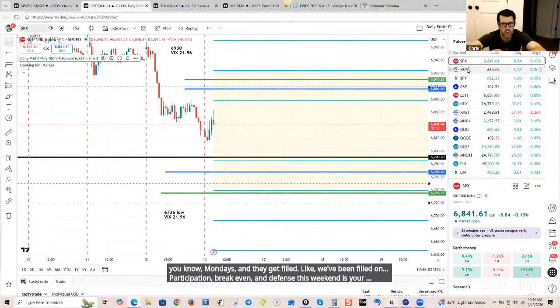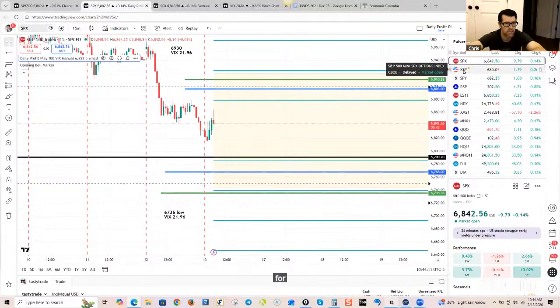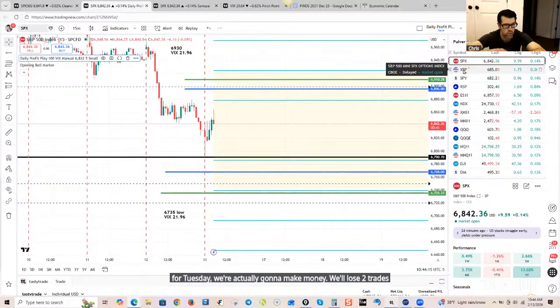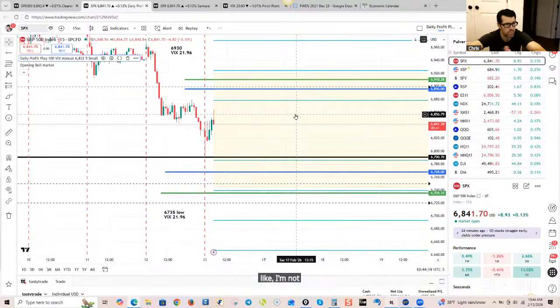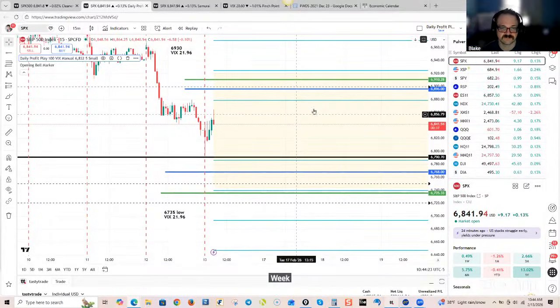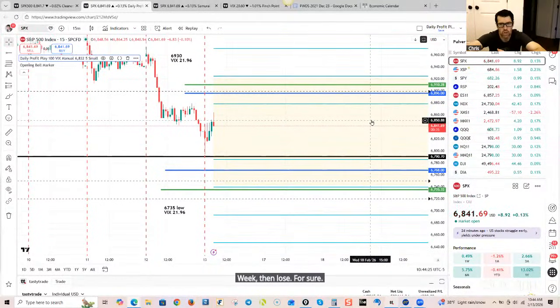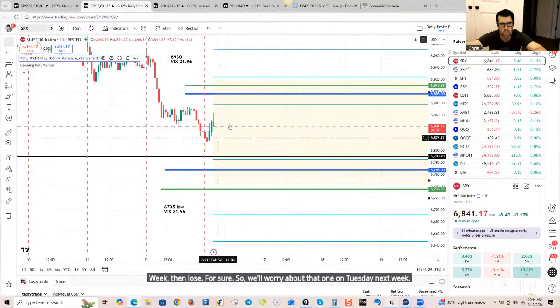All I need price to do by Tuesday is stay above 684, which right now it's above. So if it just holds here for Tuesday, we're actually going to make money. We'll lose two trades, win one trade, and make money. I'm not saying that's fun, but I'd rather make money than lose, for sure. So we'll worry about that one on Tuesday next week. Okay, so more to manage.